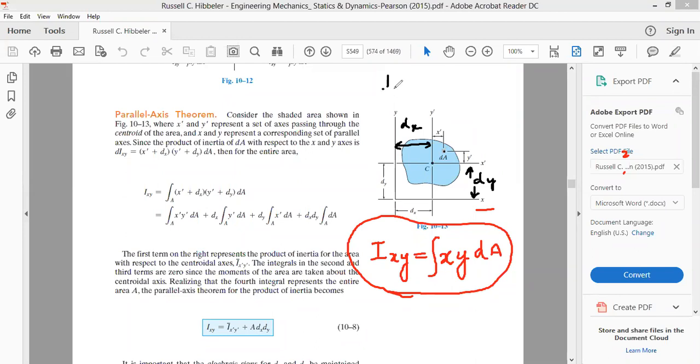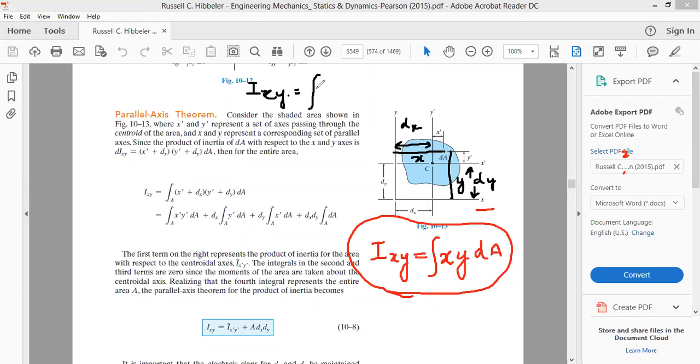Therefore, we can write the product of inertia Ixy equal to the integral of, since we are calculating the product of inertia with respect to this xy system, let's suppose the centroid is at a distance y from this x-axis and at a distance x from this y-axis.